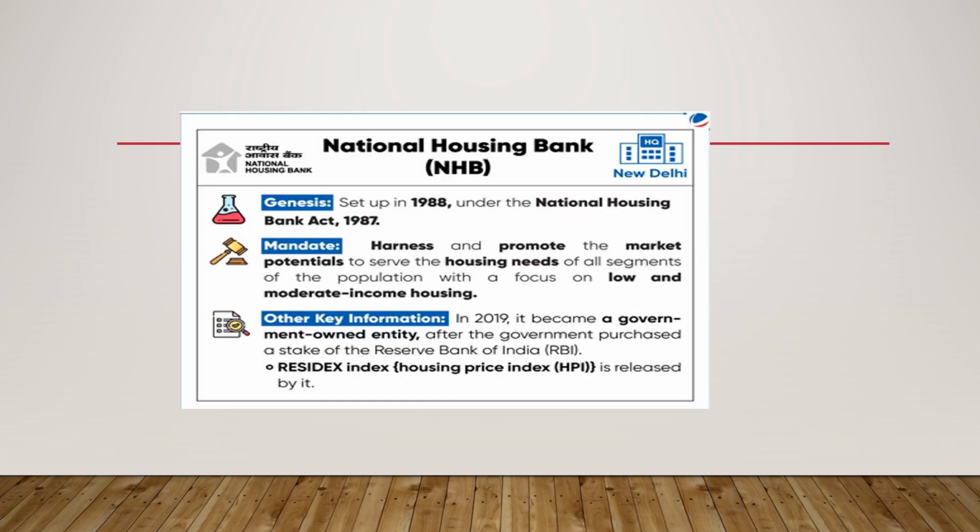About National Housing Bank, we have it was set up in 1988 under the National Housing Bank Act 1987. Its mandate is to harness and promote the market's potentials to serve the housing needs of all segments of the population with a focus on low and moderate income housing. Other key information is in 2019 it became a government owned entity after the government purchased a stake of the Reserve Bank of India. Residex, the Housing Price Index, is released by it.